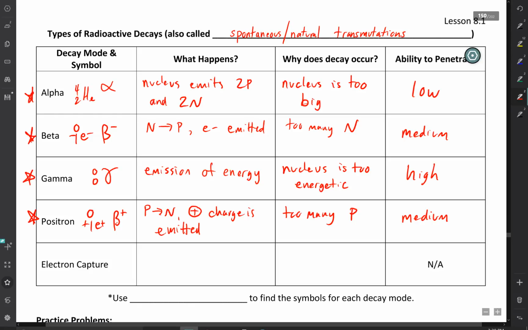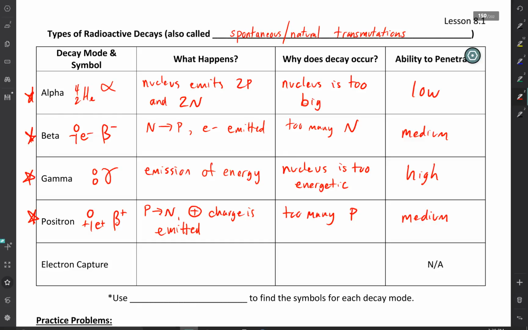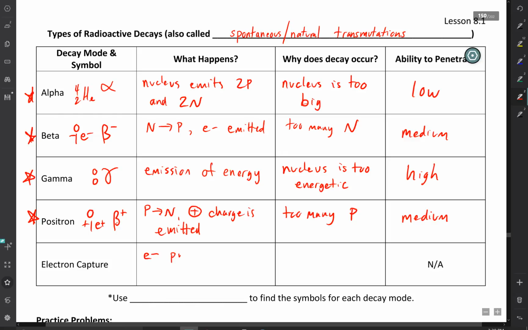I'll put a star next to those four. For something like Regents chemistry, those really are the ones to know, even more specifically alpha, beta, and gamma. I also like to talk about electron capture just because I think it's kind of cool. During electron capture, an electron is pulled into the nucleus.